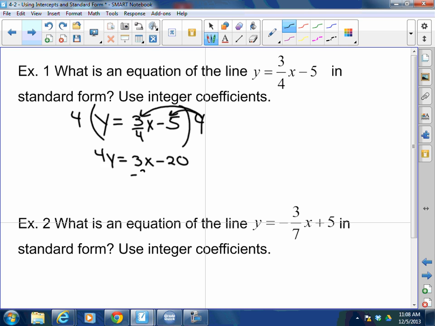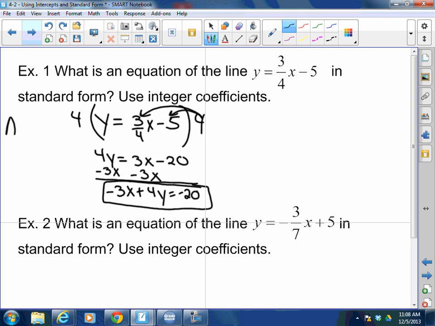That's absolutely right. Great job, kid. Subtract 3x from both sides. So now I have negative 3x plus 4y equals negative 20. Now you are in standard form. What's your a here? Negative 3. A is the number being multiplied to x. It's x's coefficient. What is b? 4. 4 is the number being multiplied to y. That's called b. That is y's coefficient. And what is c? Negative 20. C is the constant. It's a number by itself. Excellent, gentlemen. Excellent.